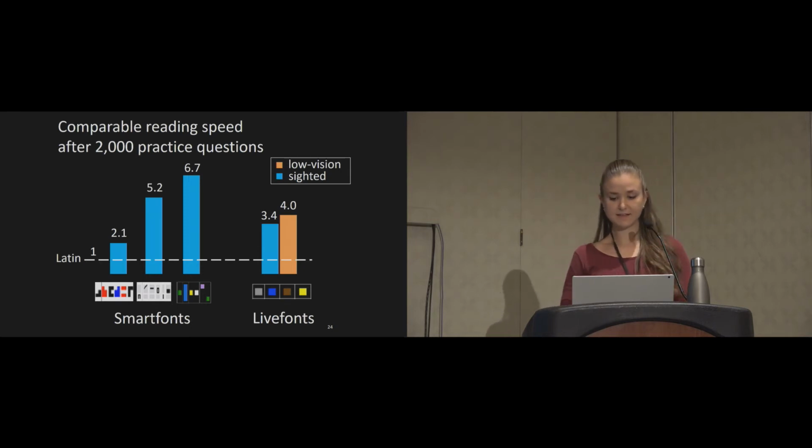And I'd like to point out that while twice as slow or 4 times as slow might sound kind of bad, these are just the averages for the groups, but there were individual participants who did much better. So we had 2 of our 6 low vision participants who just about reached their Latin reading rate at the end of the week, and 3 of our 7 sighted participants either reached or exceeded their Latin reading rate after the course of a week.